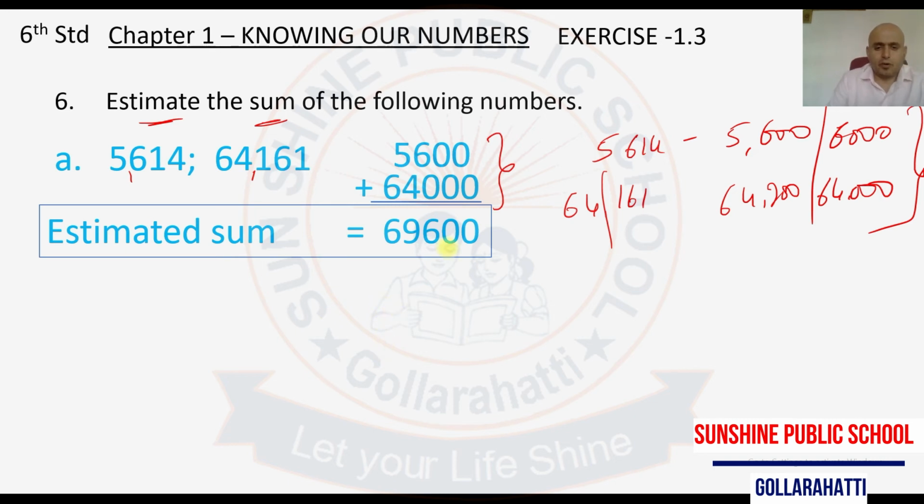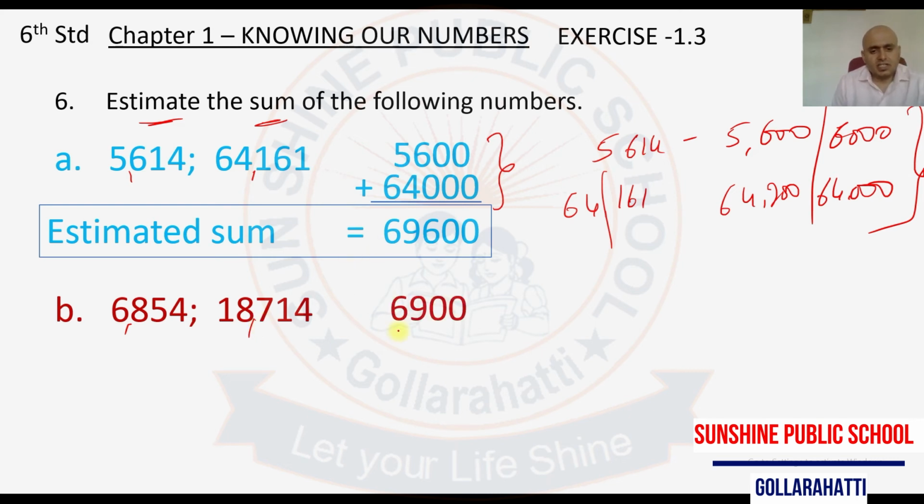Okay, understand the concept. Let's go to the next one. Next question, 6,854 and 18,714. If you take estimation or round it off to the 100, this becomes 6,900, and 18,714 becomes 18,700.